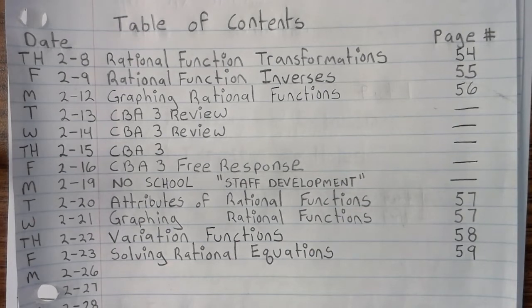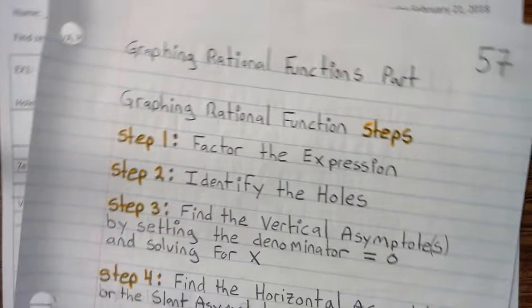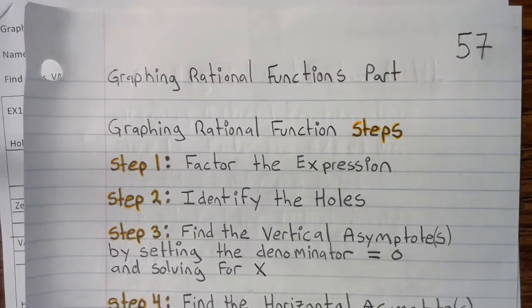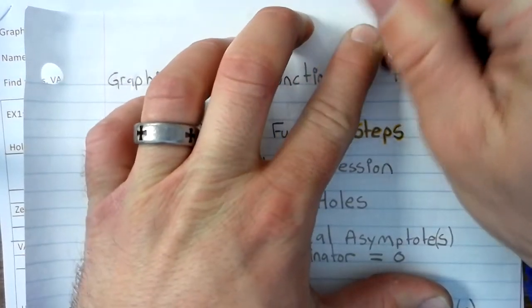Okay, Wildcats. Today we're looking at Wednesday, February 21st, graphing rational functions on page 57. If you would, update your table of contents. All right, now your table of contents are updated. Let's take a look at the notes. All right, graphing rational functions, page 57, and there's no part in here.